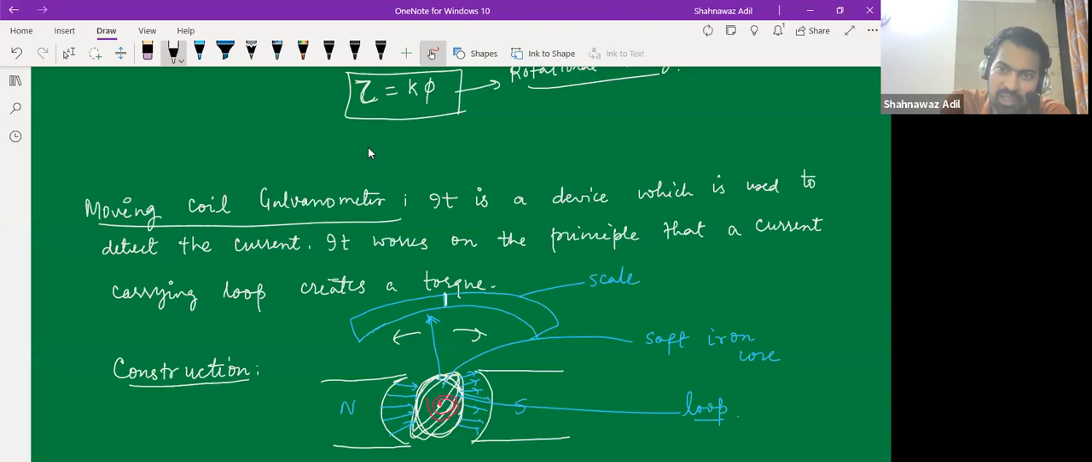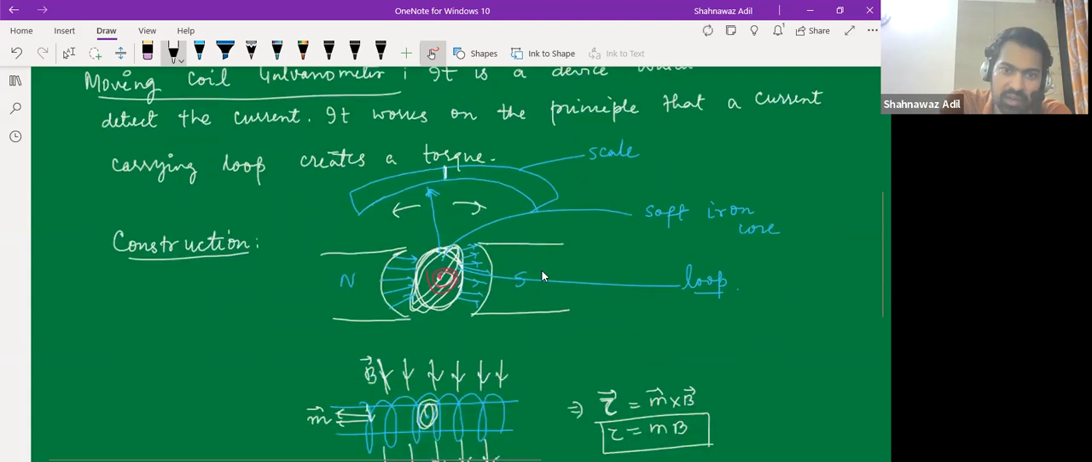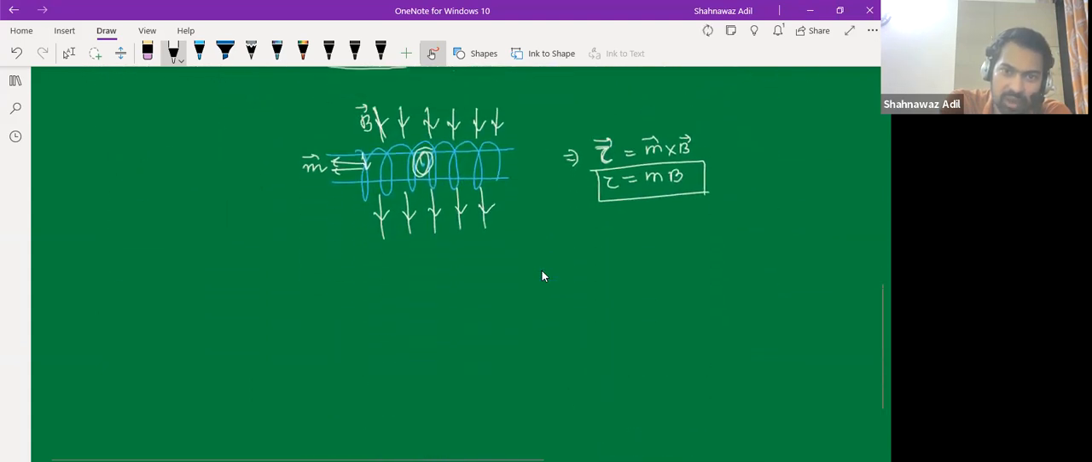Is this part clear? Yes, sir. Okay, so this is how the moving coil galvanometer works, right?